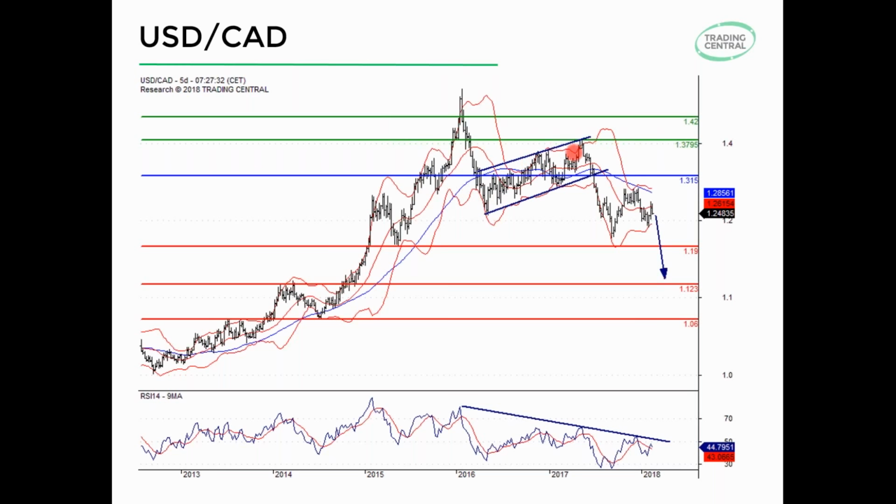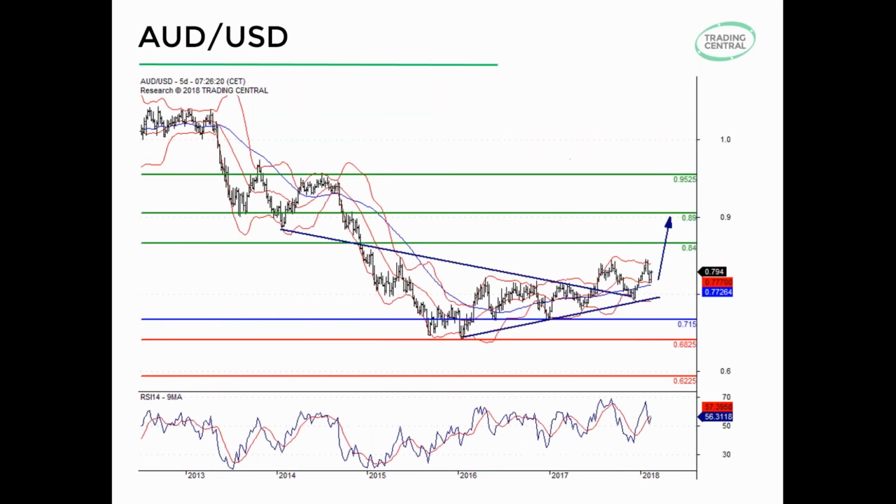If after passing through this channel it drops and emerges at the lower boundary of the channel, we know that it is a continuation pattern. It means that if it was dropping before, it will keep dropping after passing through this pattern. Maybe some other time I will discuss more technical analysis patterns with you. All right. Now, next one, Australian dollar. Good, we have another pattern.